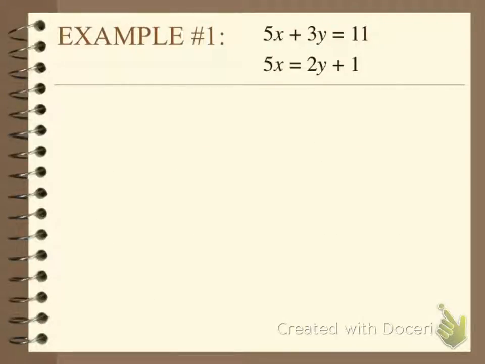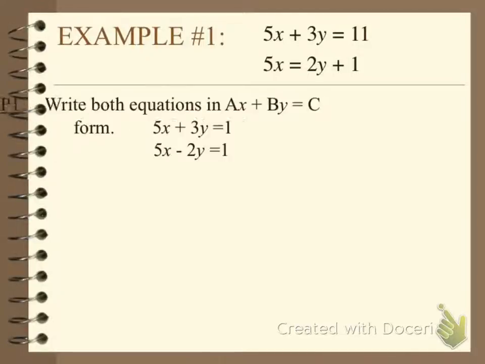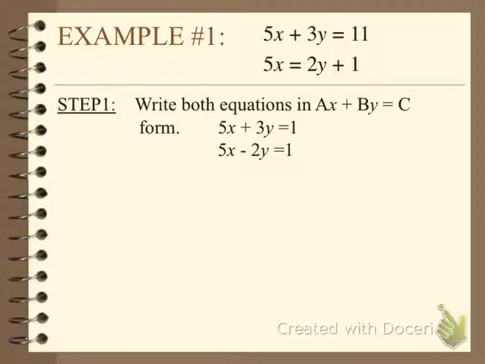So let's look at this first example. You can tell that the second equation needs to be rearranged a little bit so that they are both in standard form. So if we subtract 2y from both sides, we rewrite the second equation to be 5x minus 2y equals 1. So that was step 1.